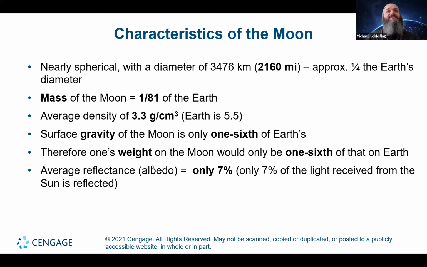And the average reflectance, albedo, is only 7%. So only 7% of the light that is received from the sun is reflected. The moon is actually quite dark. It's a quite dark gray, but against the background of the blackness of space, it seems very bright because it's putting out a lot more light than anything else.